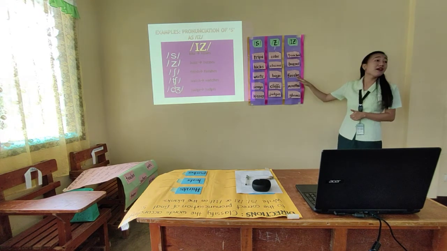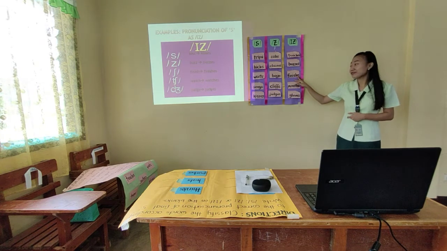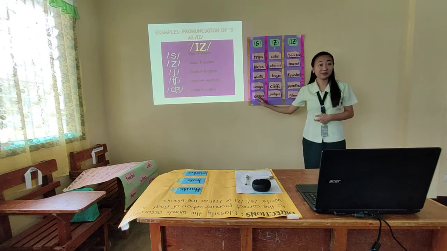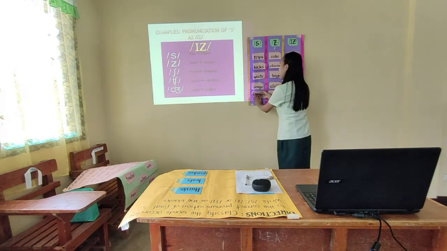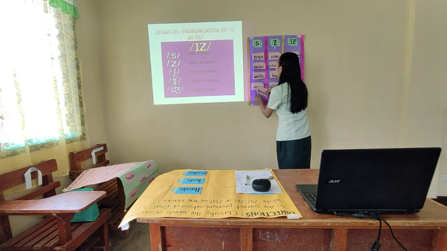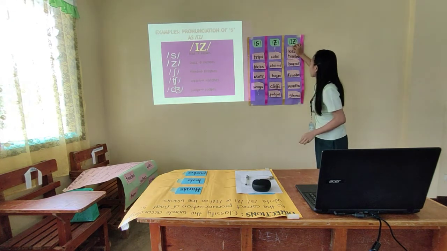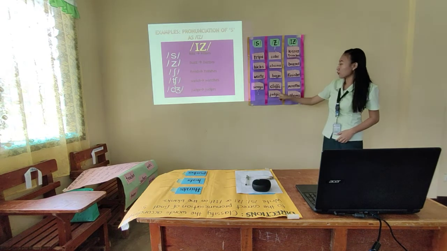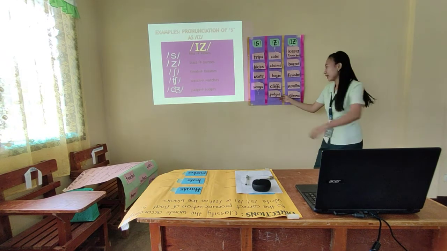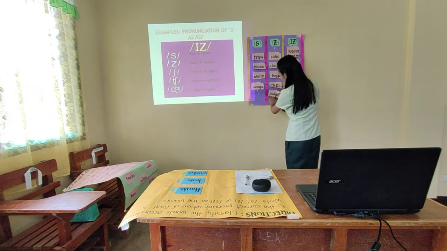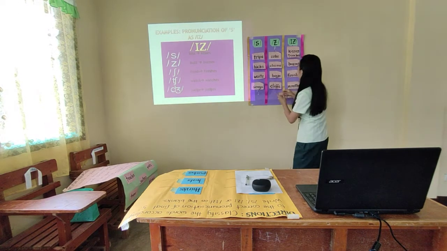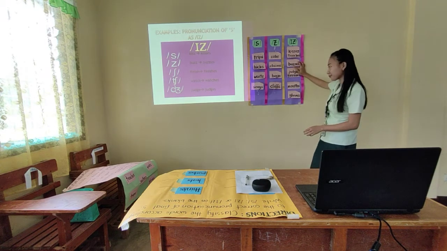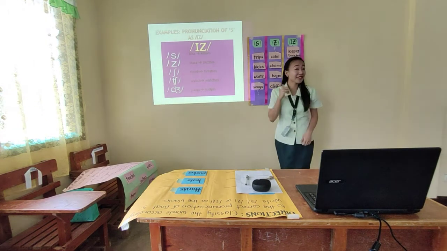Exactly. What about this one? Finishes. Okay, very good. What about this word? Kisses. Okay, this must be in here. And what about this word? Judges. Okay, this must be in here. Okay. Let's put it here. Okay, so did you understand class?